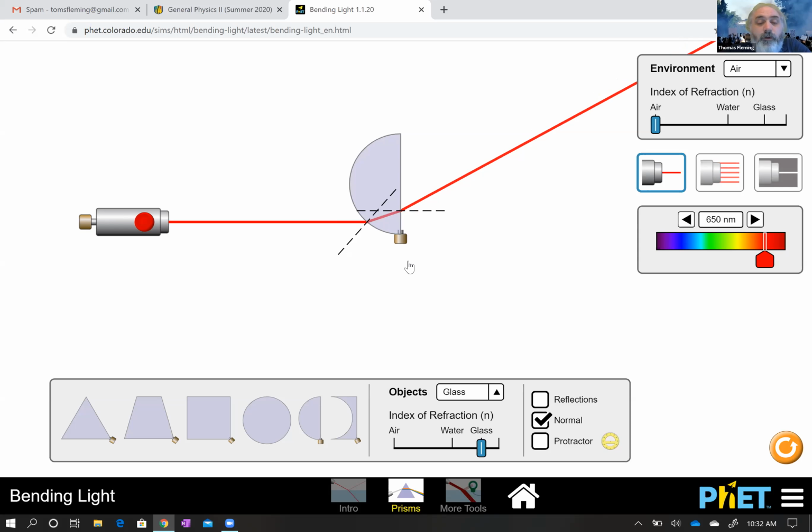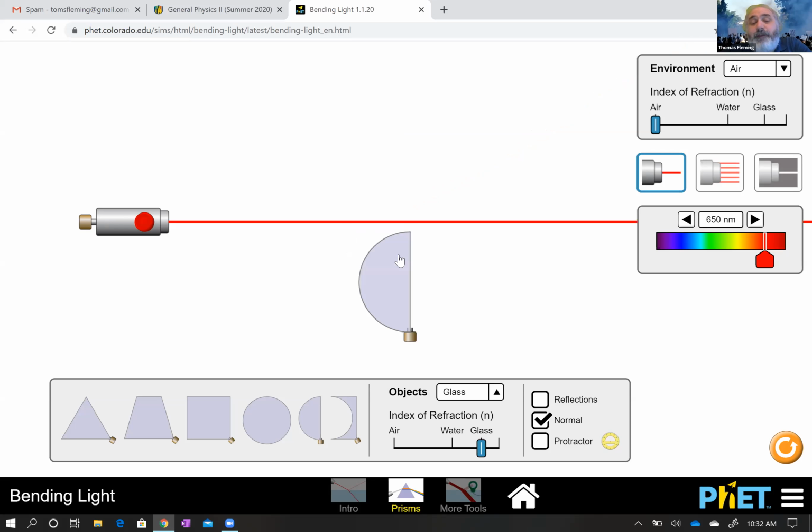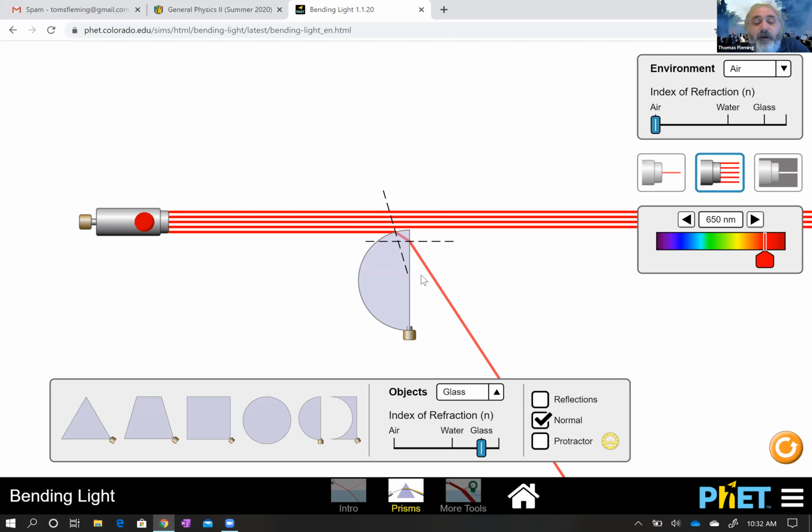So why do I care about that? Well, one way to think about this, let's have a beam of light that's consisting of more than a single ray. Here I've got a bunch of rays. And of course, they're coming out of my laser, they're all coming parallel. Now, each of those rays is going to strike the glass in a different location.